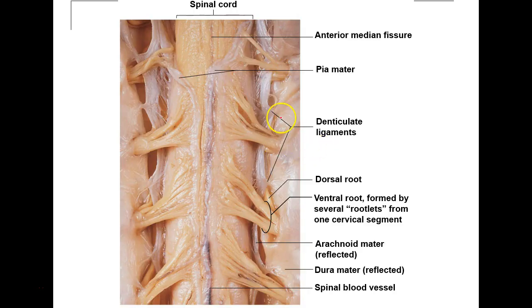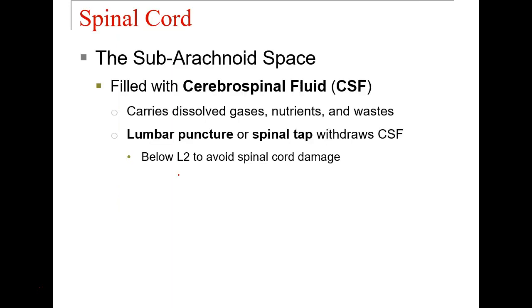So here's a look anatomically at all of those structures. So dura, arachnoid, and pia. So between the arachnoid mater and pia mater, we have the subarachnoid space. This is where we see the cerebrospinal fluid. This will carry dissolved gases, nutrients, and waste to help maintain and regulate the spinal cord.